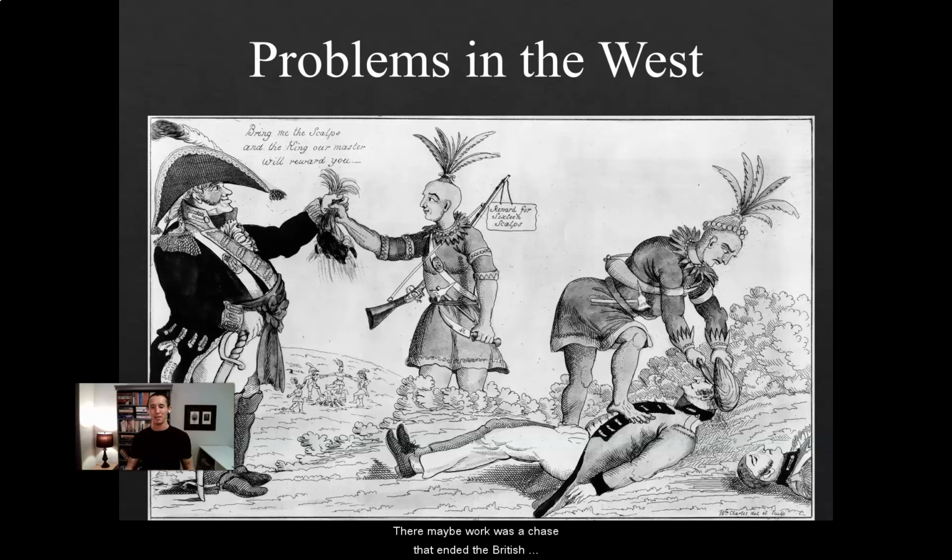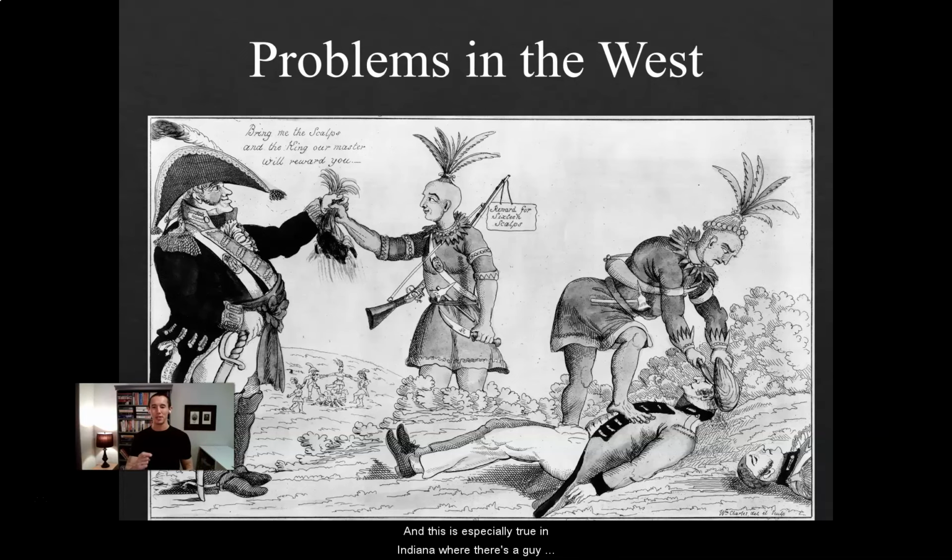There maybe was a case of that, and the British would trade with the Native Americans. The British also weren't against encouraging the Native Americans to go attack Americans, but the fact is, even without the British, the Native Americans were going to attack because their land was being taken. And so Americans always said, it's the British.